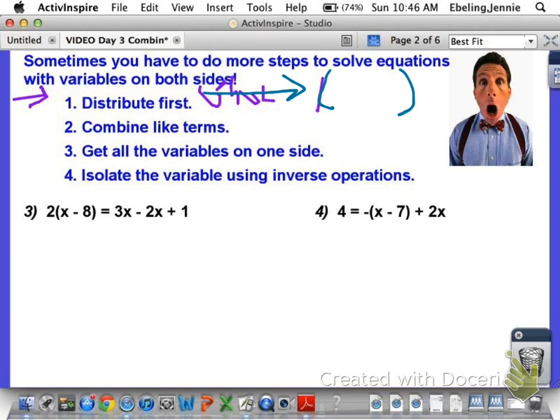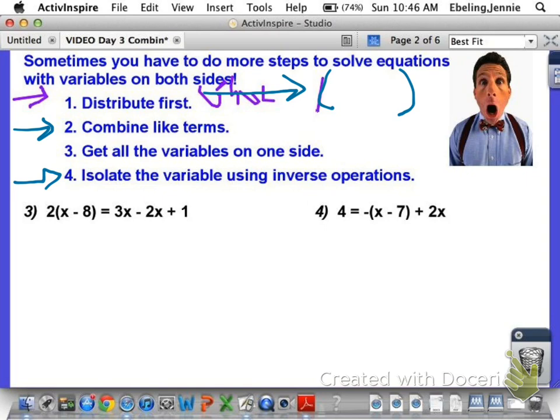I'll just do that. Alright, combine like terms. That means if they're either on the same side or on opposite sides of the equal sign. Get all variables on one side, and then isolate the variable using the inverse operations: you're adding, you're subtracting, you're multiplying, you're dividing.